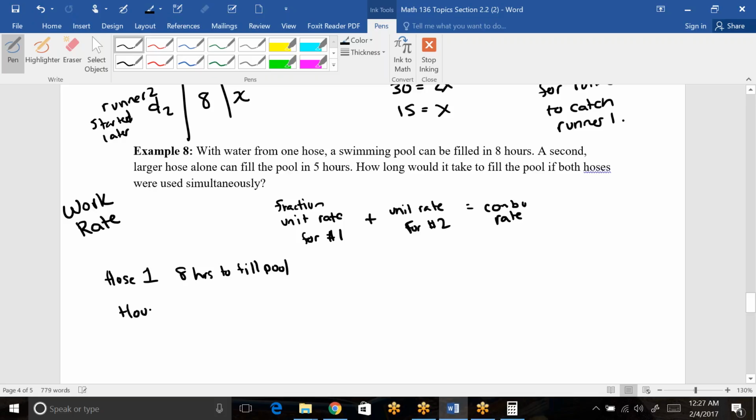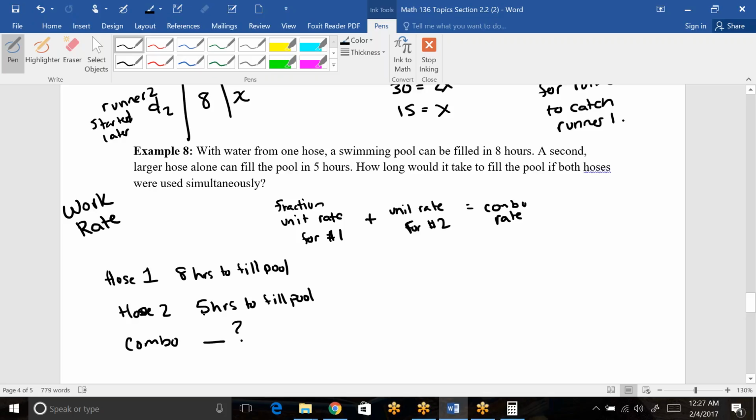Hose 2 by itself takes 5 hours to fill the pool. So notice they're doing the same job. How long would it take if they work together, which I call the combo? Okay? Again, because they're measuring in different times, that's hard to compare.